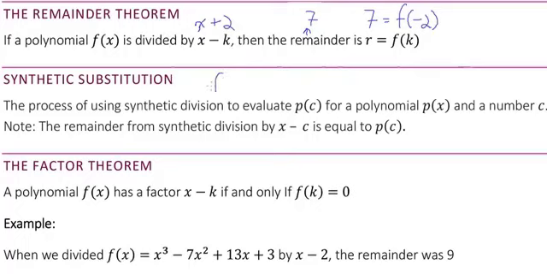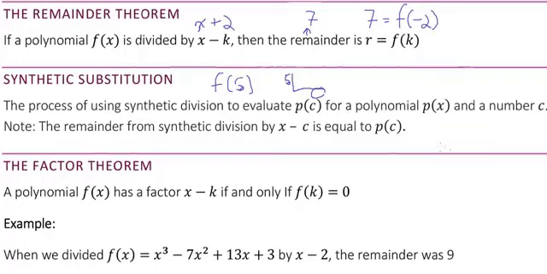So if I want to do, say, f of 5 and figure out what that equals, using synthetic substitution, I can just do synthetic division with a 5. Notice there's no sign change here. Only when we flip from the factor is there a sign change. And then I can just look at the remainder to see what that would equal.